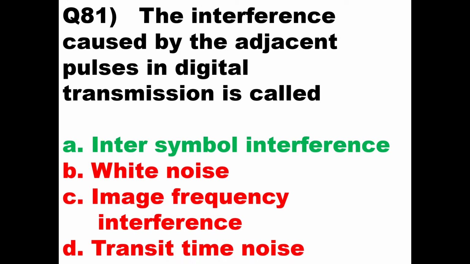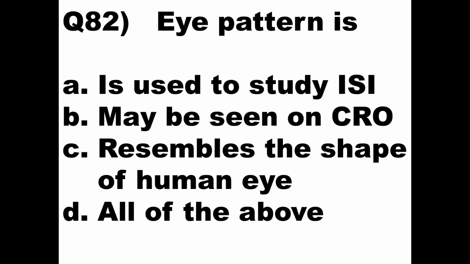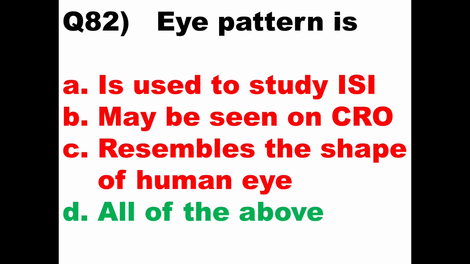Then we'll go to the next question, question number 82. Eye pattern. Now here options are there. First option is used to study ISI. Second option is maybe seen on CRO. Third option is resembles the shape of human eye. Now all these first three are very true in case of eye pattern. It is used to study ISI, it can be seen on CRO, and it resembles a human eye. So all of the above is option D.